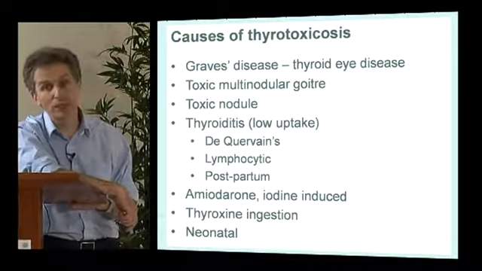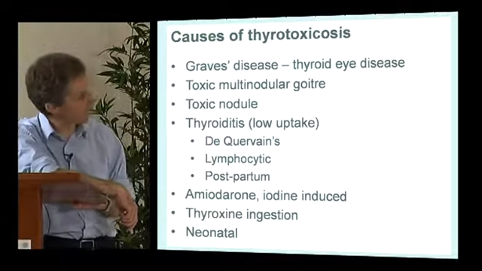And in people with autoimmunity, when they go through pregnancy, after the pregnancy, it's very common for them to have a transient thyroiditis, discharging thyroid hormone stores, so they get an increase in thyroid hormone level followed by hypothyroidism. That's postpartum thyroiditis, which is usually asymptomatic.